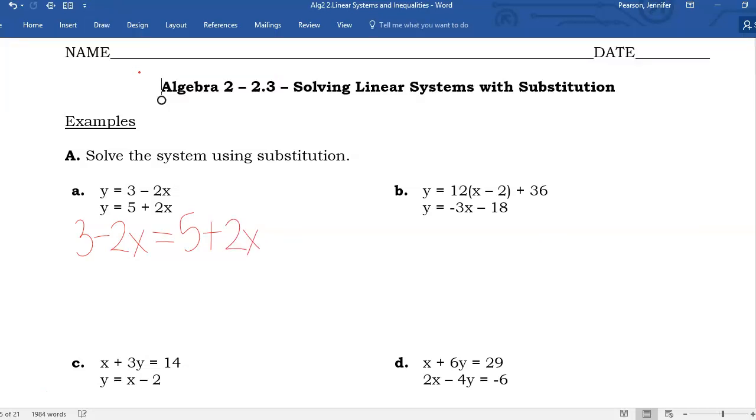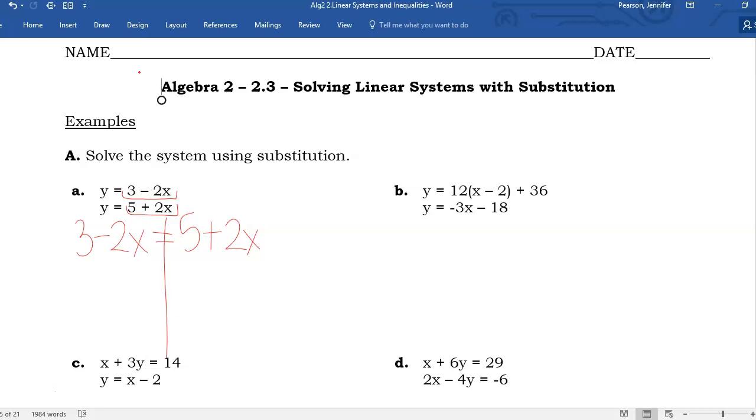Okay, so again, because they are both equal to y, I took this equation and wrote it equal to this equation, and then we're going to solve. We're going to bring both of the x's to one side and both of the constants to one side, and then divide. So you have four correct options to start.